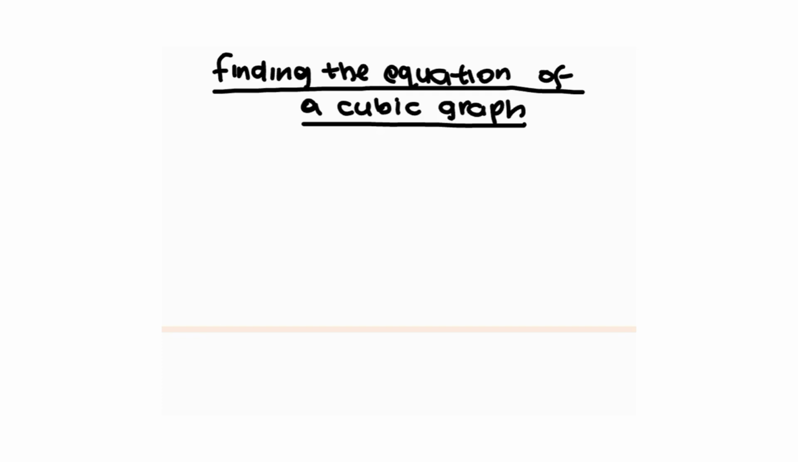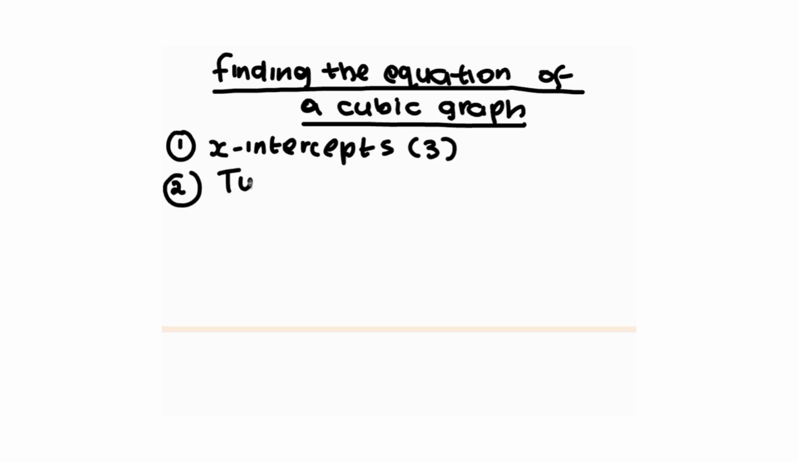Okay, so I'm going to state 3 conditions in which you can be presented a graph, and how to use each to find the equation. The first condition, you can be given the x-intercepts of a cubic graph. Remember, a cubic graph has 3 x-intercepts. Secondly, you can be given the turning points, or the local maximum, local minimum.